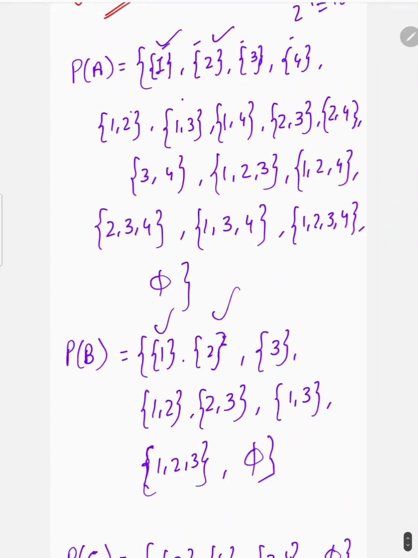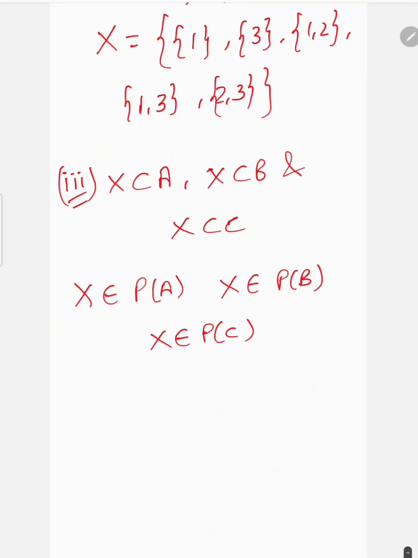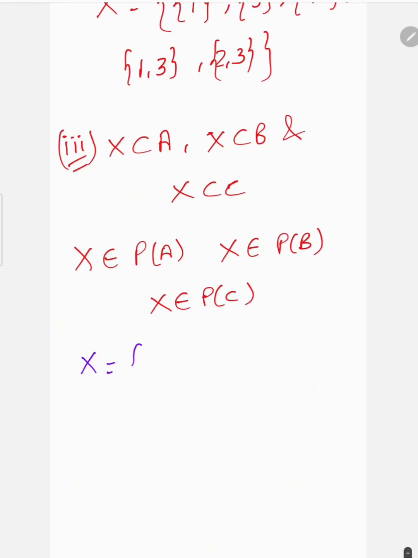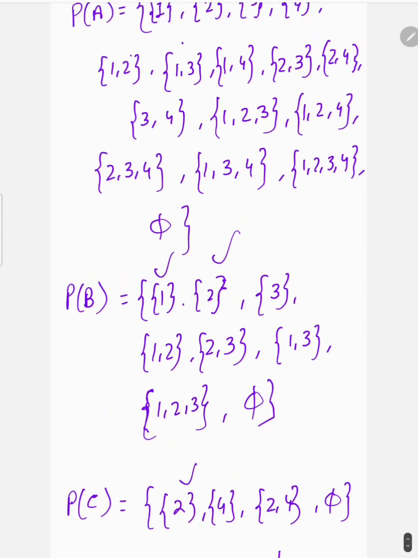2 is there, 2 is here, 2 is here. Okay, then 2. We got one element for X. That is 2. Next, let us see.